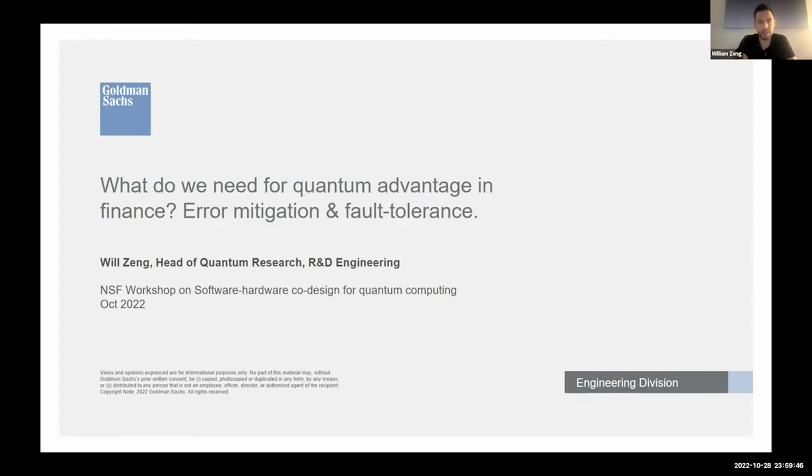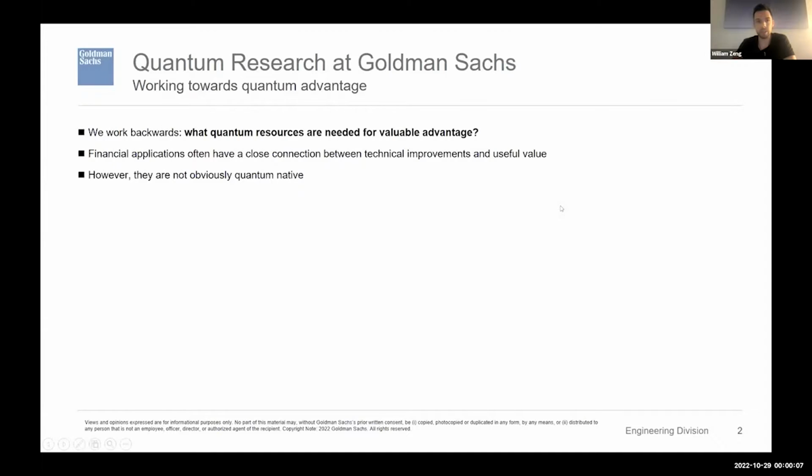So I'm going to talk a little bit about the main focus of the research group that we have at Goldman, which is: what do we have to do to get to quantum advantage in finance? Like, how do we make money with these things? And I'll spotlight two things that are pretty key: error mitigation and fault tolerance. So a little bit about our group.